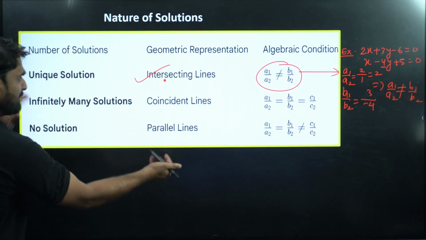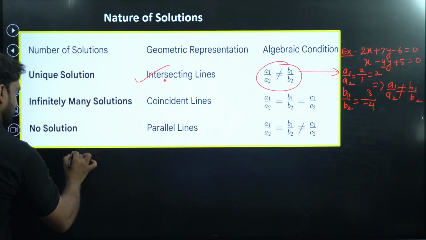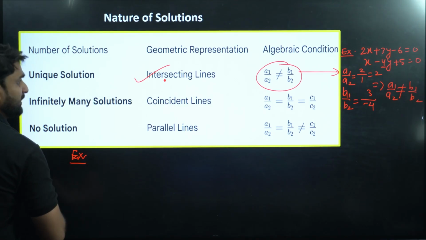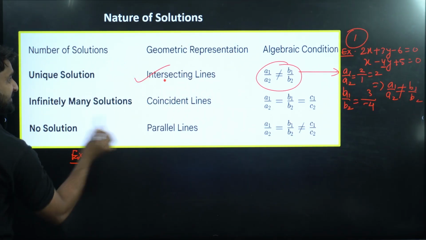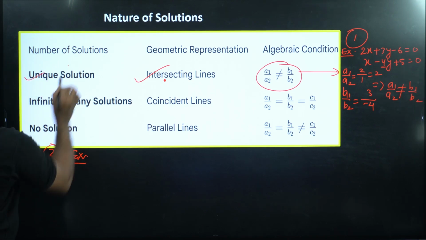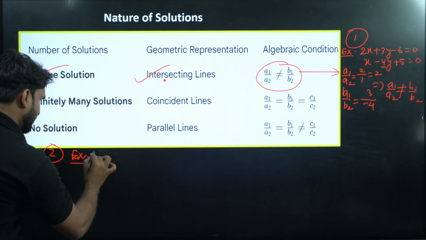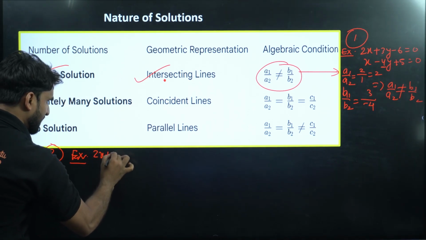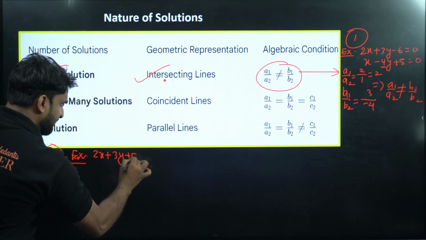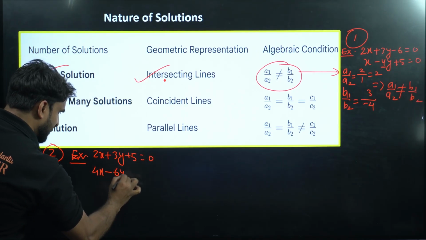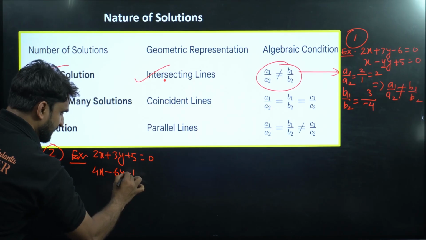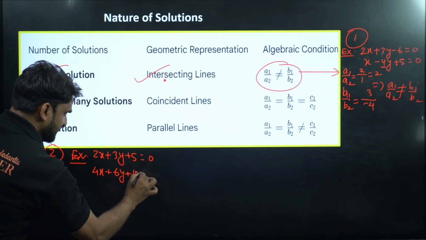Now, moving to the next example. This was the example for the first case. I'm taking an example for the second case. I have one example here: 2x plus 3y plus 5 is equal to 0, and 4x plus 6y plus 10 is equal to 0.